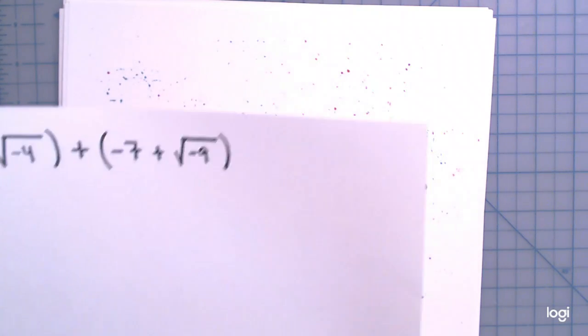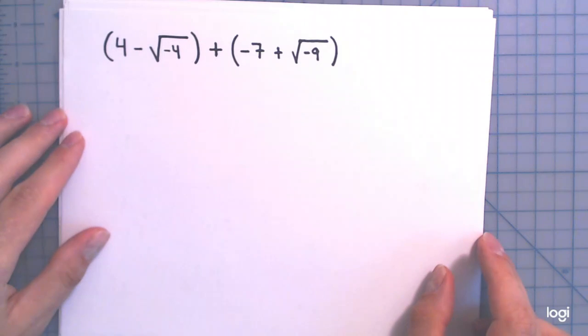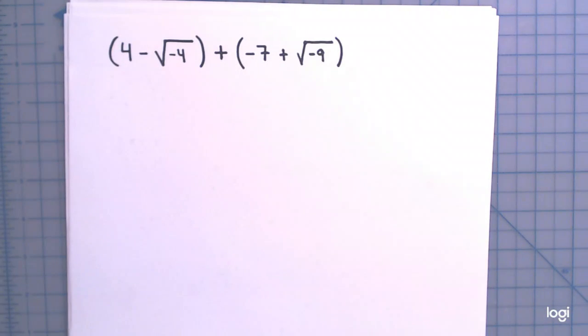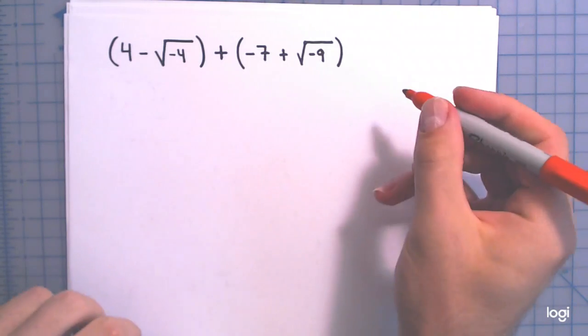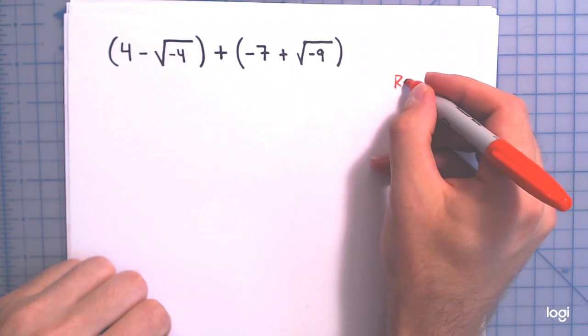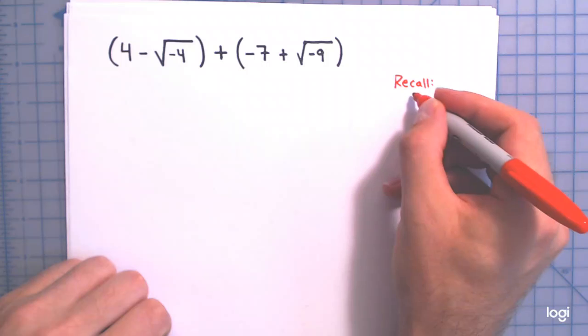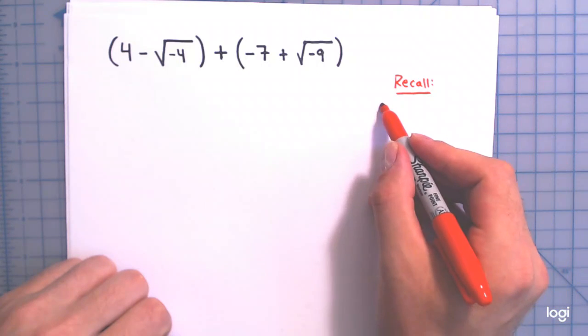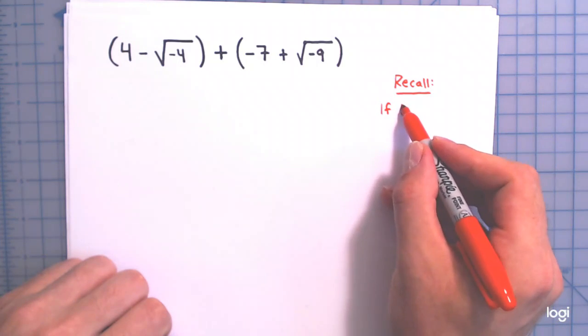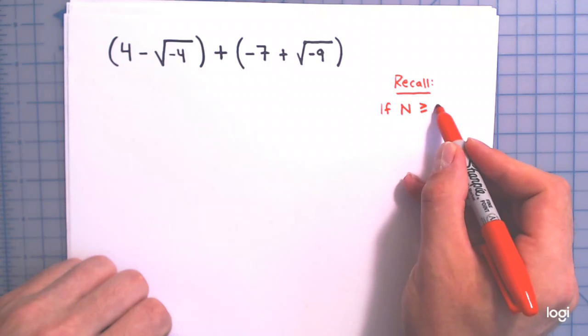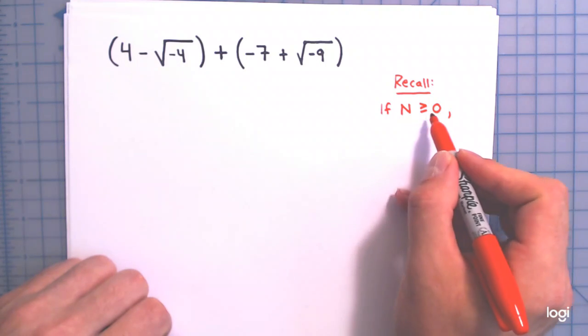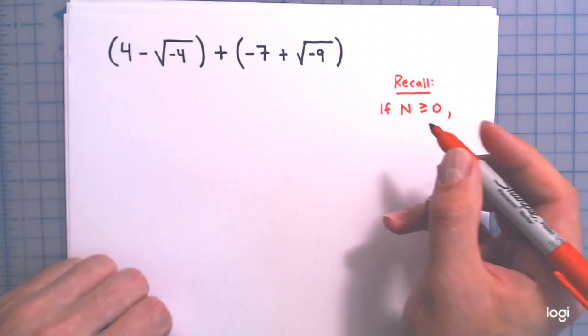All right, then my last example is going to refresh our memory. I did a previous video on evaluating square roots of negative real numbers. So hopefully you recall from that video the following rule, the following definition. If say capital N is some non-negative number, so say N is not negative, it's greater than or equal to 0.